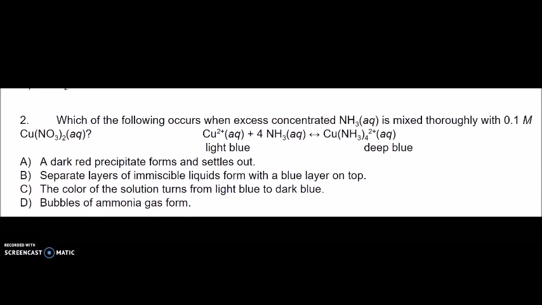Question number 2. Which of the following occurs when excess concentrated ammonia is mixed thoroughly with 0.1 molar copper 2 nitrate? So we have our balanced reaction here of copper 2 nitrate, light blue on the reactant side, forming this copper ammonia complex ion, which is a deep blue. So read the question again, look at your choices, see which one will best answer the question, and we'll be right back with the answer.